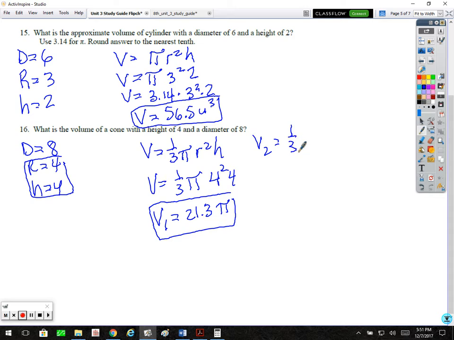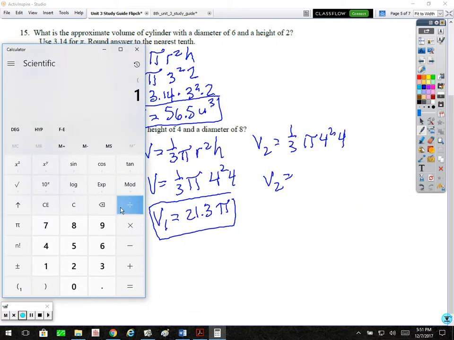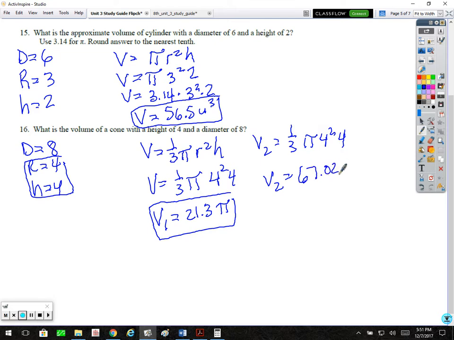Volume 2 is 1/3. Remember, this one's going to be times the pi button. So 1/3 pi 4 squared times 4. Well, this time we're going to put pi in our calculator. Okay, let's move it over here this time. So we have 1/3 times pi times 4 squared times 4. 67.02. So we're going to leave that one. We'll leave that one to the hundredths. 67.02 didn't have anything, so it would be units to the third power on this one. So that would be volume 2.